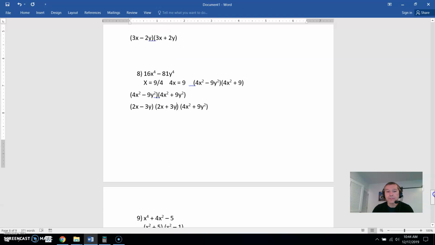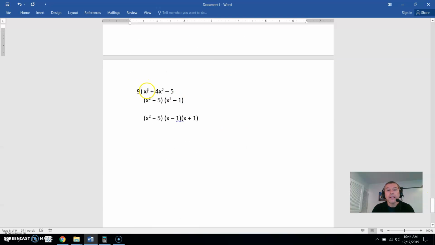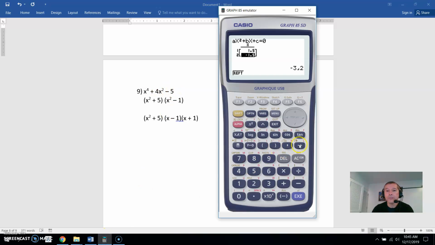And then one last one. So factoring this one, notice that this is x to the fourth, x squared. The exponent here is half as big as that exponent, and this is a constant. So that means that this one has the chance of factoring if we use degree 2. So I'll go back, make sure I'm in degree 2, put in my coefficients of 1, 4, and negative 5. And when I put those in and hit solve, I get these solutions, 1 and negative 5. The 1 is going to be a factor of x minus 1, and the minus 5 is going to be a factor of x plus 5.